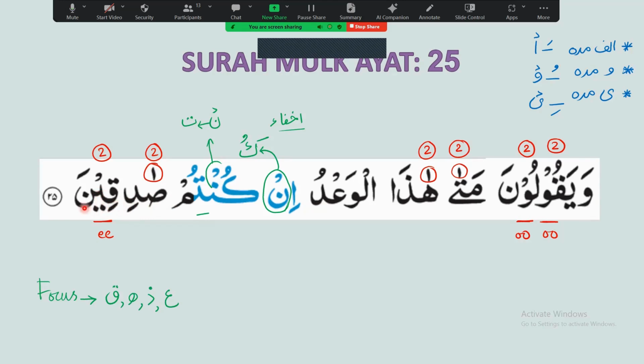Qeen. At the end, the noon has a fatha. So we did the rules of waqf today as well. If we stop here at the ayah, obviously we'll take a break here. So we change this fatha to a sakin, and we say qeen rather than qeena.